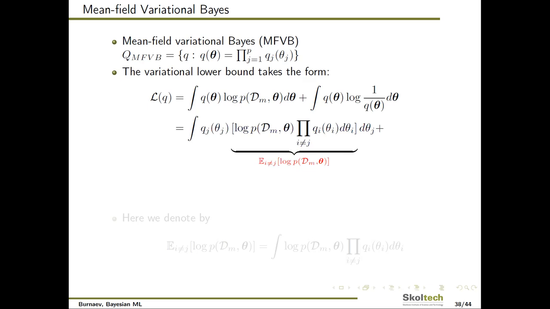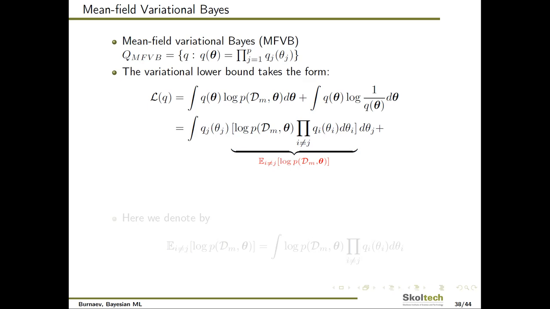Okay. But you know that Q has the following form. So let's put this form into this integral. And we have two parts of this integral. The first part is related to a particular Q_j, and everything else doesn't relate to this Q_j. We have a multidimensional integral, and we put everything but the j-th component inside these square brackets. Okay?